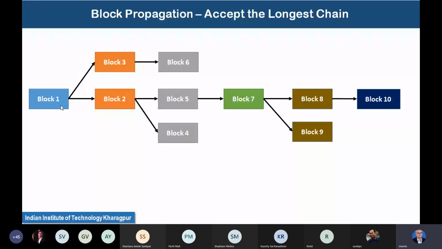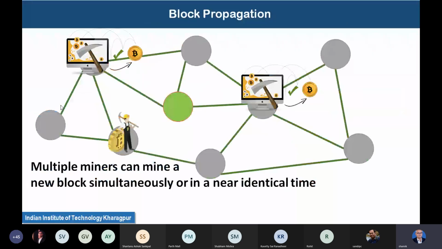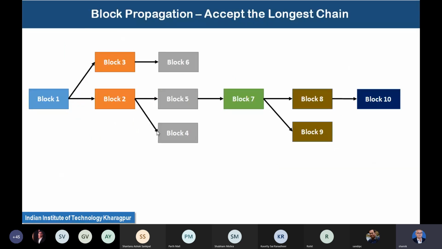And then we have this miner who mined block 2 and this miner who mined block 3, and then they started flooding. So this one started flooding, this one also started flooding, and then every node will be getting both block 2 and block 3 from their peers. Now they have to decide which one is the child block for block 1. Is it block 2 or is it block 3?